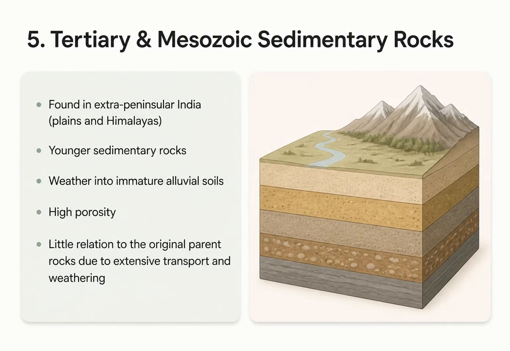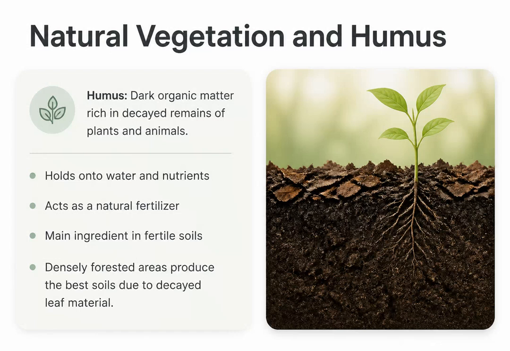Finally, we have the Tertiary and Mesozoic sedimentary rocks, primarily found in extrapeninsular India, which includes the northern plains and the Himalayas. These younger rocks weather into immature alluvial soils, characterized by high porosity. Because these soils are often transported by rivers over long distances, they actually bear very little relation to their original parent rocks. Let's shift to the biological side, natural vegetation and organisms.